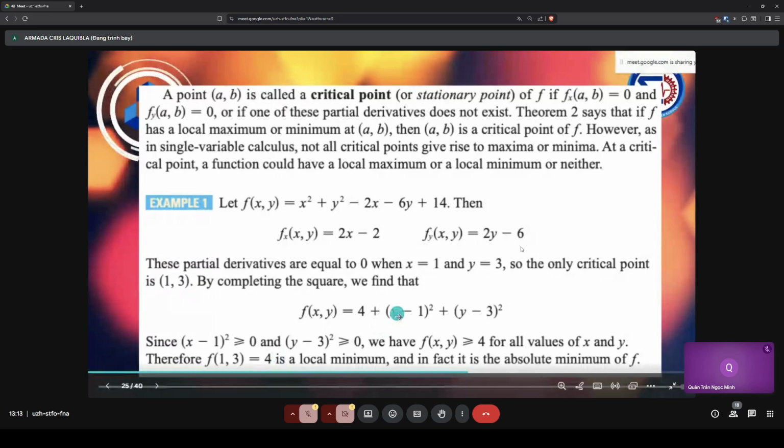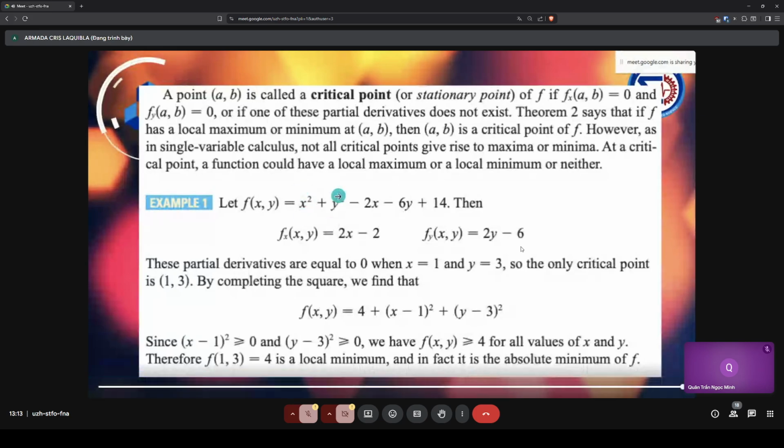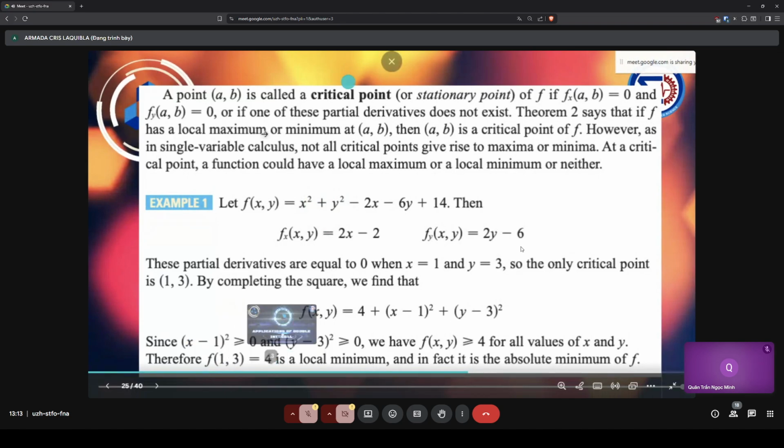Because if this is 1 here, this becomes 0. If this is 3 here, this becomes 0. So the answer is 4. Or you substitute it here at the top: your x is 1, your y is 3 there. The same answer. Your f of 1, 3 is equal to 4.